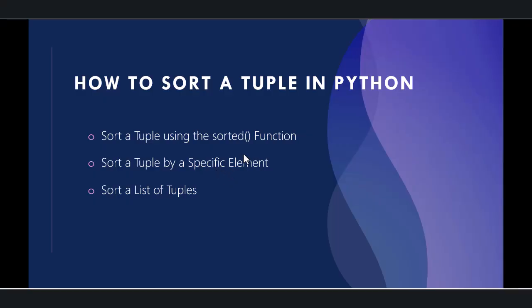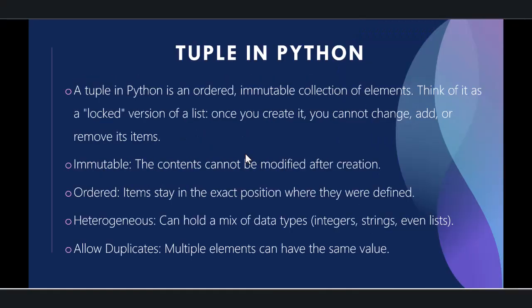Before starting those methods, we'll learn what a tuple is in Python. A tuple in Python is an ordered, immutable collection of elements. Think of it as a locked version of a list. Once you create it, you cannot change, add, or remove its items.